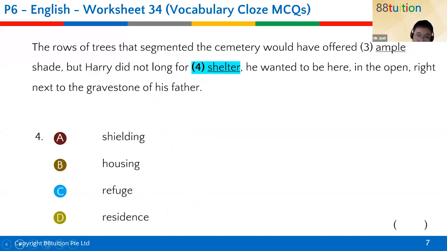Question 4. The rows of trees, blah, blah, did not long for shelter. So what word here would replace shelter very well?